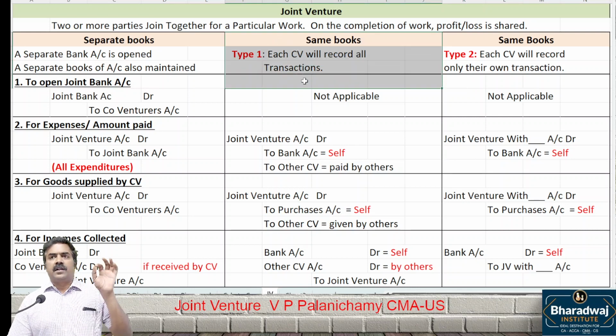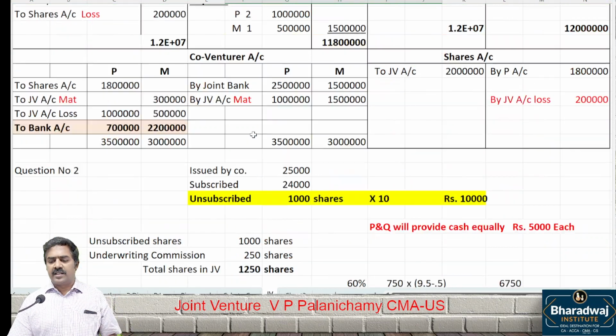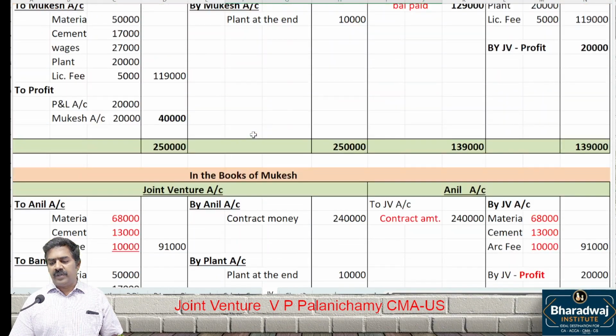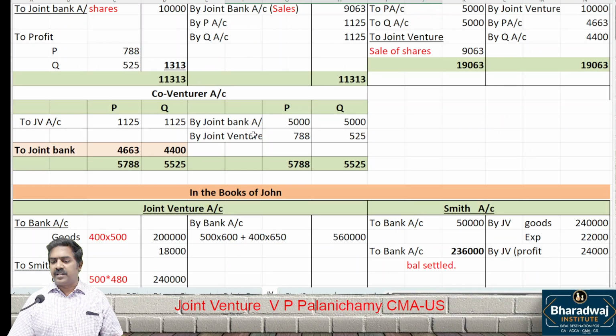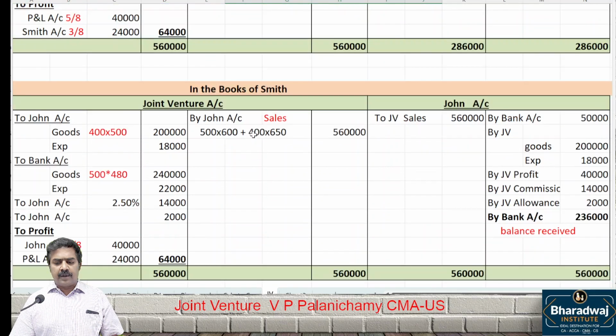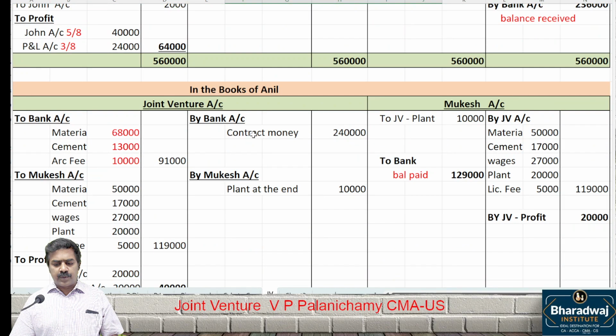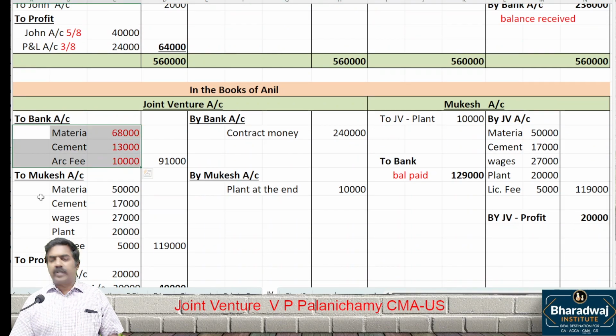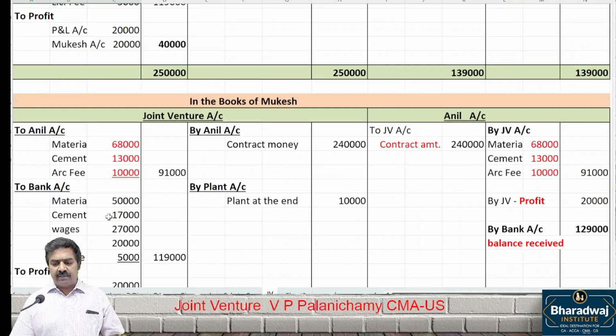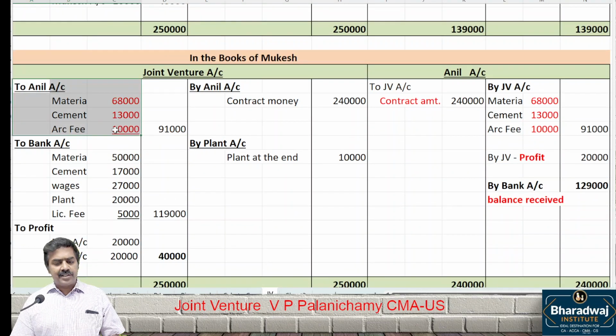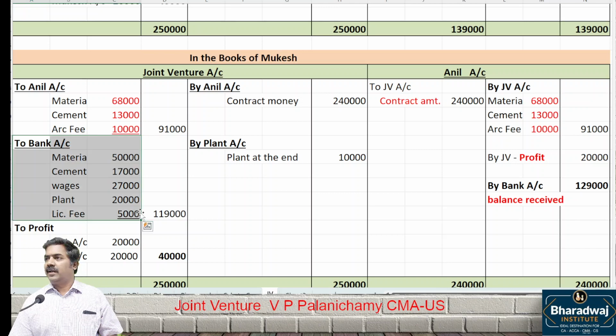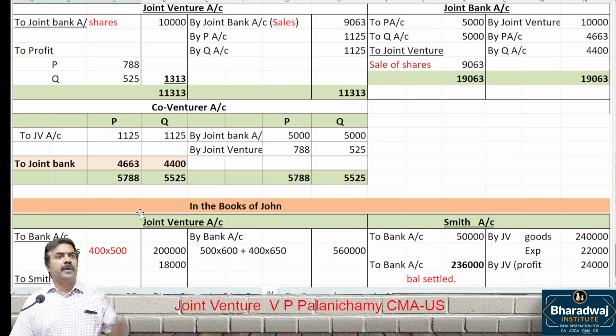Imagine type 1, I record my transaction as well as your transaction. The John Smith problem we had seen, and the Anil Mukesh problem we had seen. Anil maintains what? Anil's transaction as well as Mukesh's transaction. In the same way, Mukesh maintains Anil's transaction as well as his transaction. Like that, both the parties maintain complete transactions.